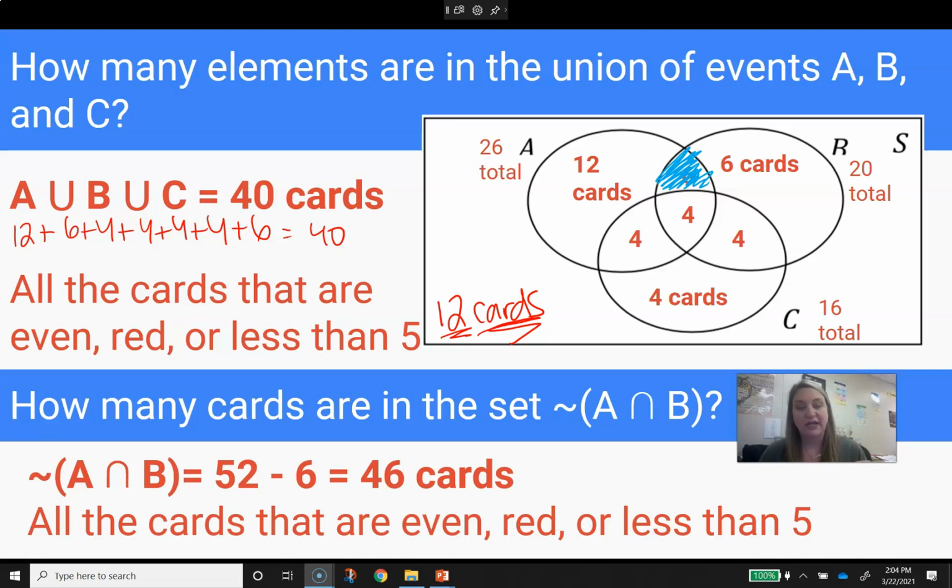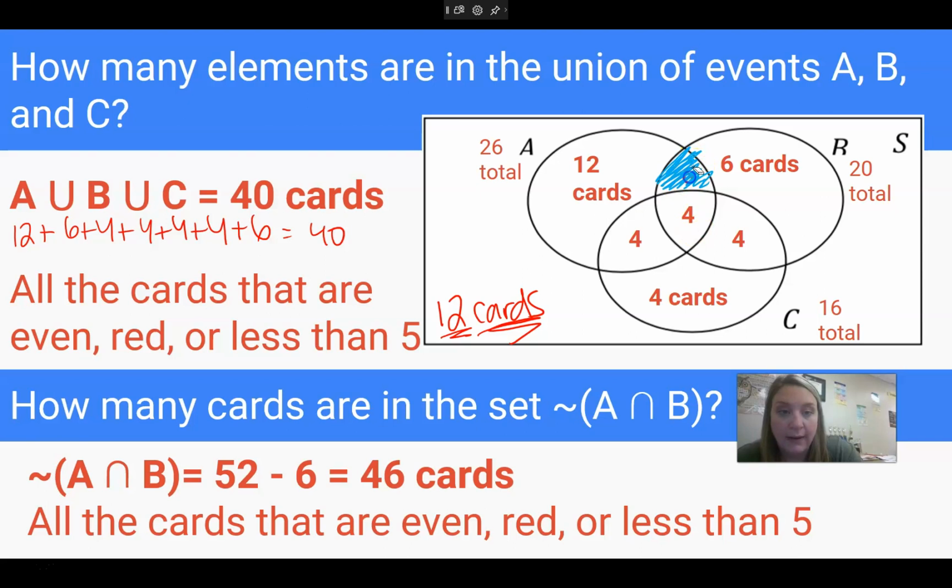So when you're shading your Venn diagrams, make sure you do it lightly, okay? Because obviously you want to be able to see what was there and go back to it. Or you can just do the Venn diagram. You can rewrite it over and over again if you need to do that as well. Okay. So not in A and B. I went to A and B intersection. It's just the 6. 6 cards are A and B. Cross those out. I can't include those, but everything else is up for grabs. So my total 52 cards minus the 6.